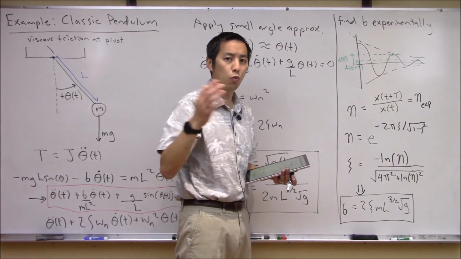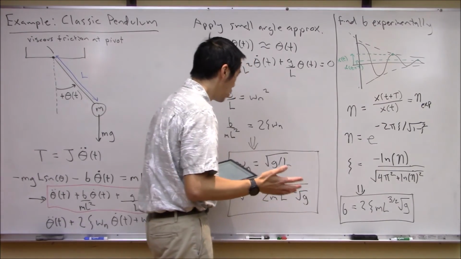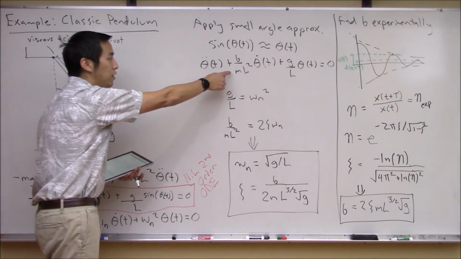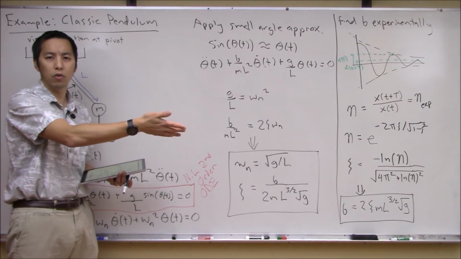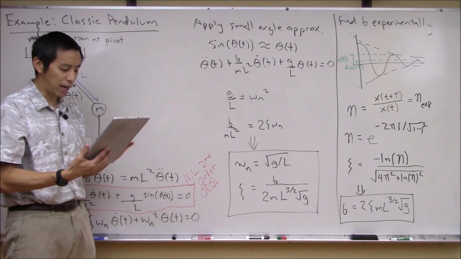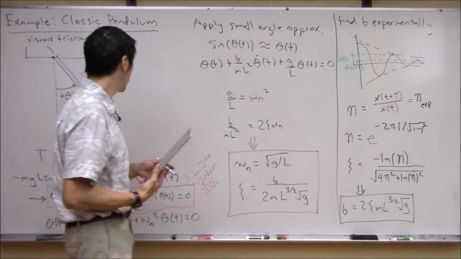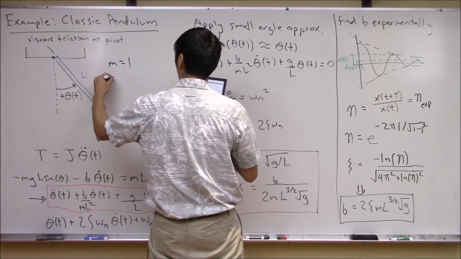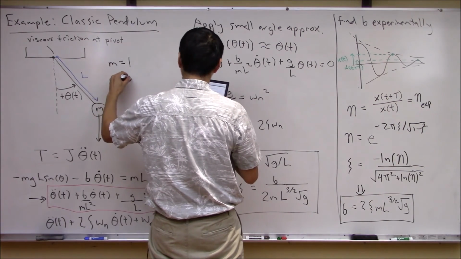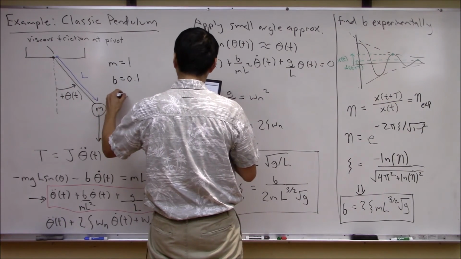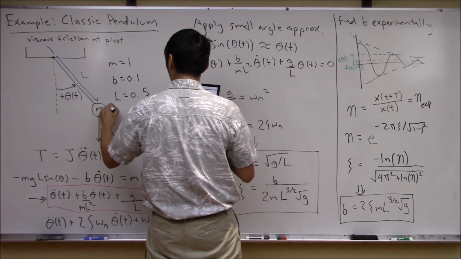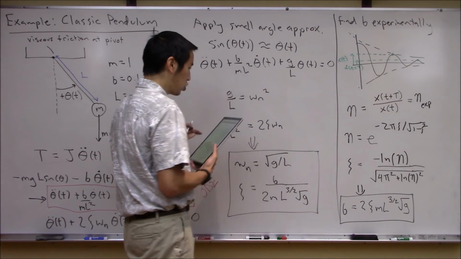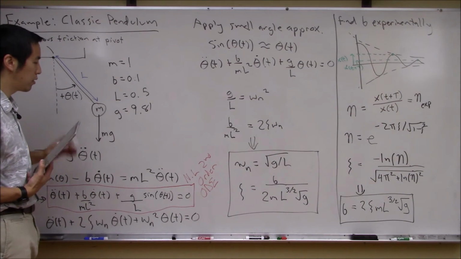So let's run a virtual experiment in Simulink where we build a model of both the nonlinear system and the linear system and see how well all of our predictions pan out. For giggles, let's use some constants. In the simulation I use a mass of 1, a viscous damping coefficient of 0.1, a length of 0.5, and gravity of 9.81. So that's a game plan. Let's jump over to Simulink and see how this system behaves.